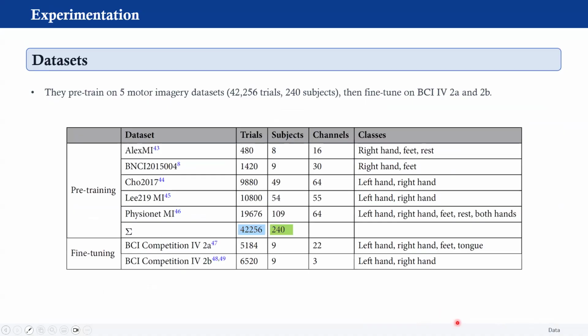So these are the data sets that they have used. Again, they have simply stuck to the motor imagery task. They have not explored any other task. For pre-training, they use these 5 data sets. These are fairly well published data sets. And for fine tuning, they've used two other data sets, again motor imagery based.